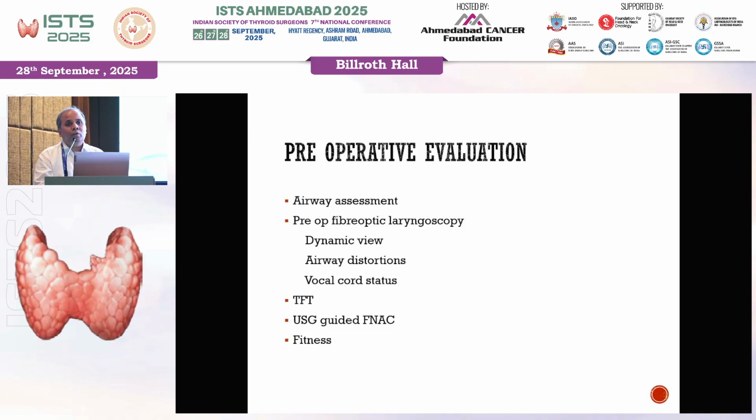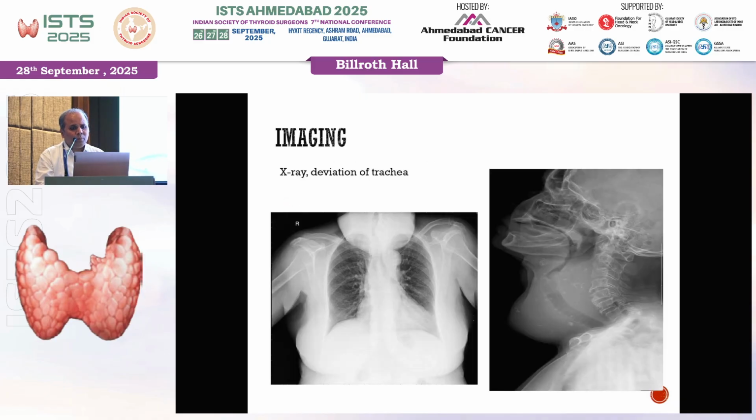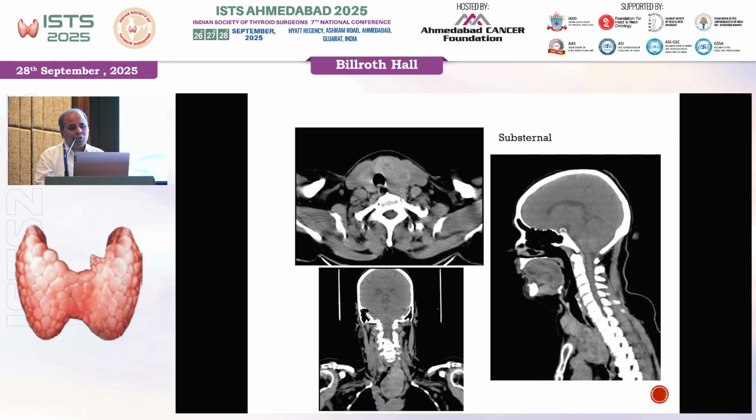important is your fiber optic laryngoscopy and bronchoscopy. This will help you give a dynamic assessment of the airway. Any airway distortions can be anticipated, and you have to document the vocal cord status as well. Again, a nice X-ray showing you deviation of the trachea and a retrosternal extension as well.